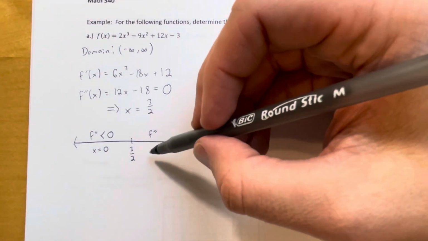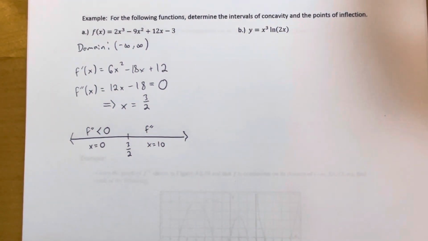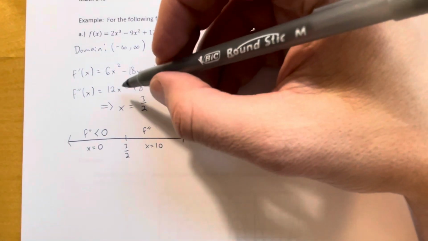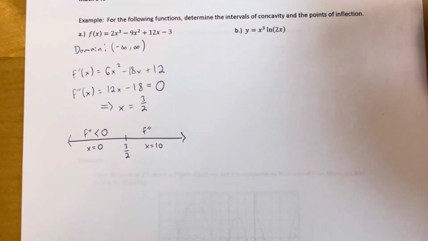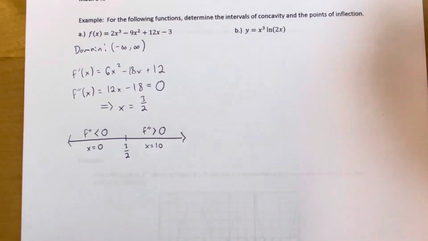If I plug a test point in from this side, let's say x equals 10. Remember, we don't care what the exact value of f double prime is. We only care whether it's positive or negative. So plugging a 10 in for x here would give me 120 minus 18. 120 is much bigger than 18, so the subtraction should come out positive. I get a positive number from that.